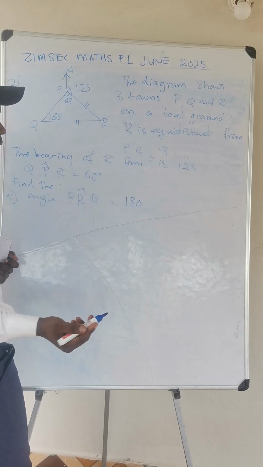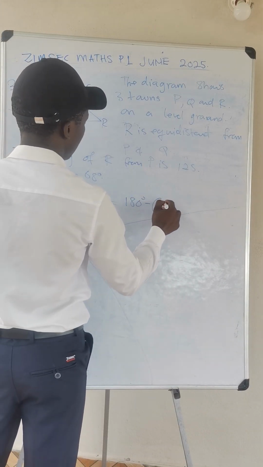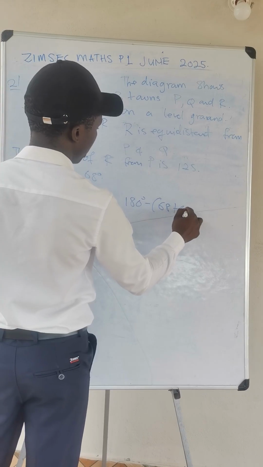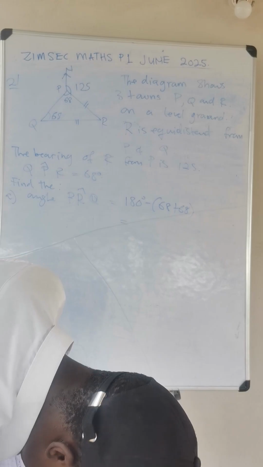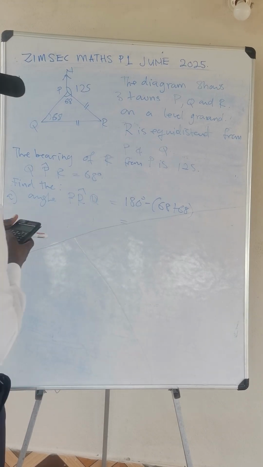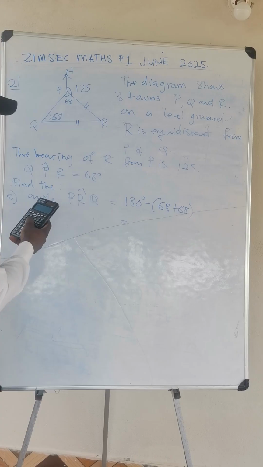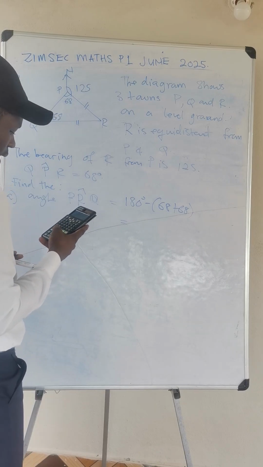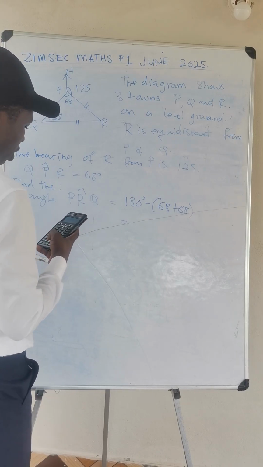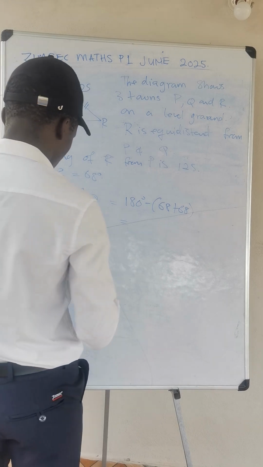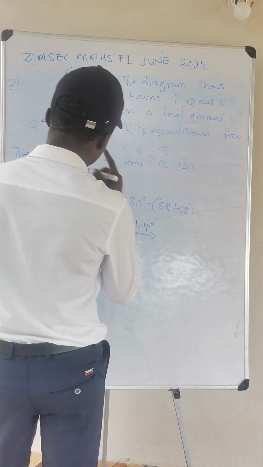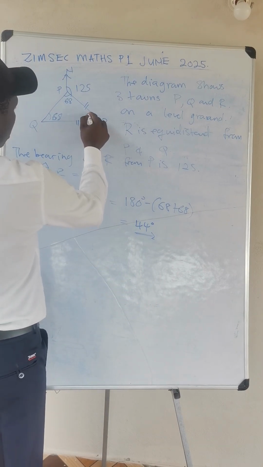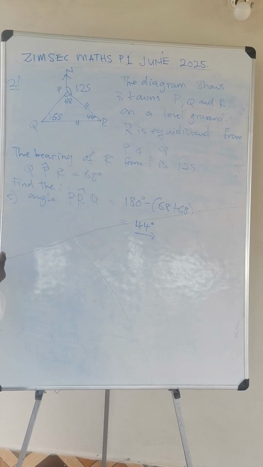Okay, so PRQ is equal to what? 180, the sum of the angles of a triangle, minus 68 plus 68. Let's use the calculator to make it very simple. 180 minus 68 plus 68. Okay, we get 44 degrees. So this is the value of this one. This is 44 degrees. I think here it's very clear.